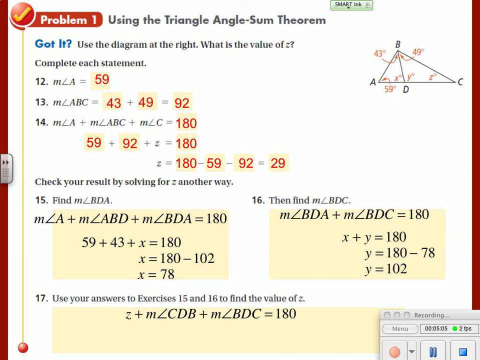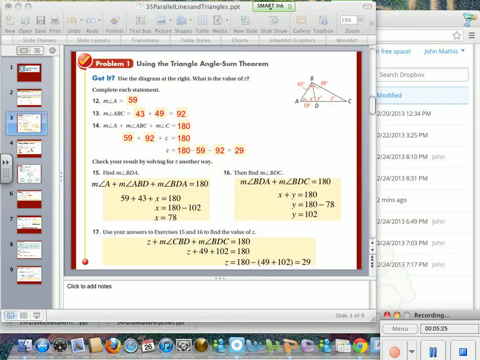I think I did make a mistake. That should be CBD. That one's not as easy to correct, but let's try to correct that. Okay, now we're correct. Z plus the measure of CBD plus the measure of angle BDC equals 180.